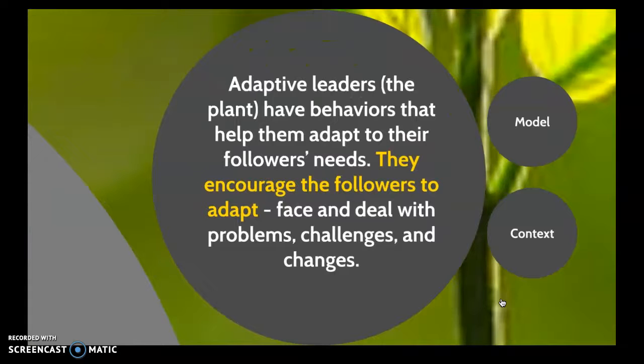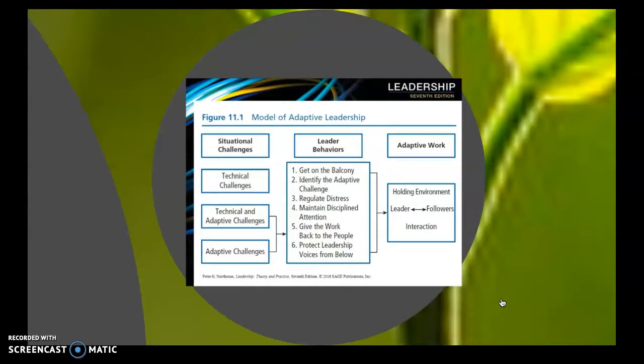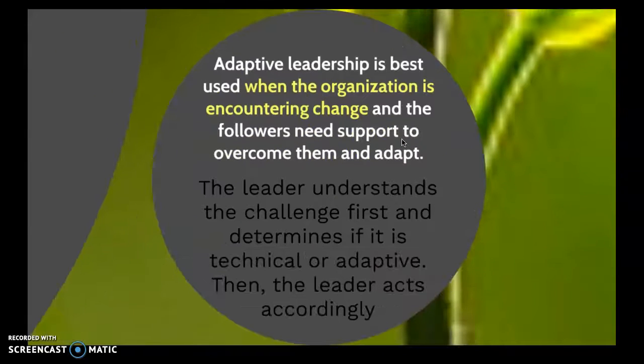Adaptive leaders encourage followers to adapt to changes and challenges. And we have technical challenges and adaptive challenges. So for technical challenges, the leader uses their skills to solve those challenges. But if they are technical and adaptive challenges, the leader has to use their behaviors, all these 6 behaviors, to have an adaptive work. And it can be used everywhere, especially when the organization is encountering changes.